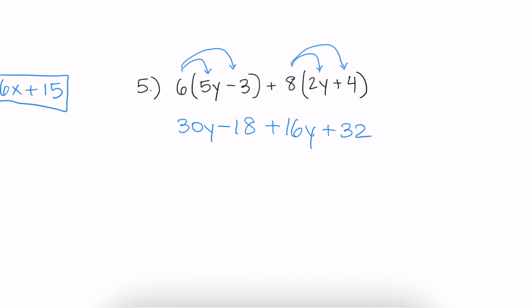Now we need to add those like terms though. So if I add 30y and 16y, and then minus 18 and plus 32, my final answer is going to be 46y plus 14.